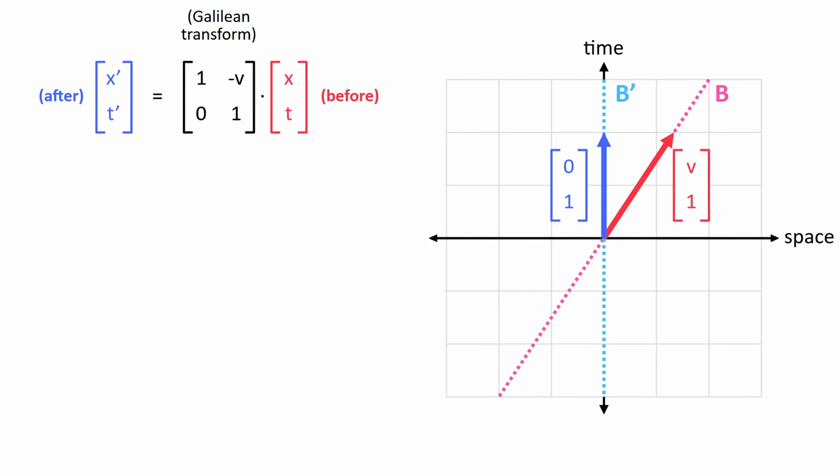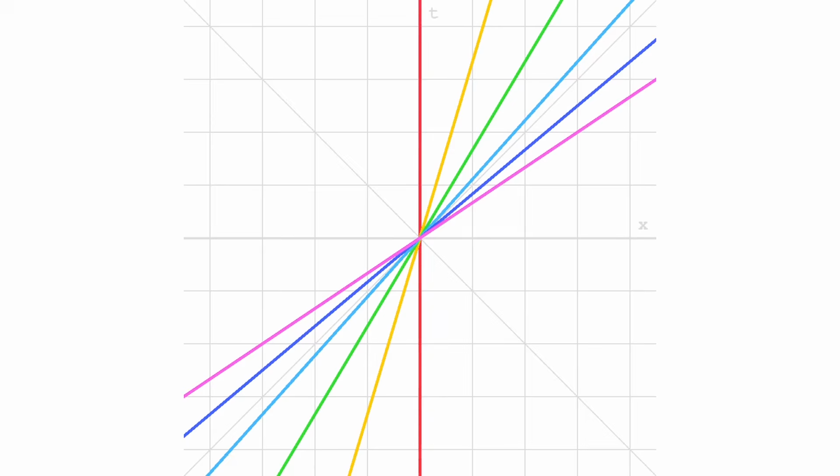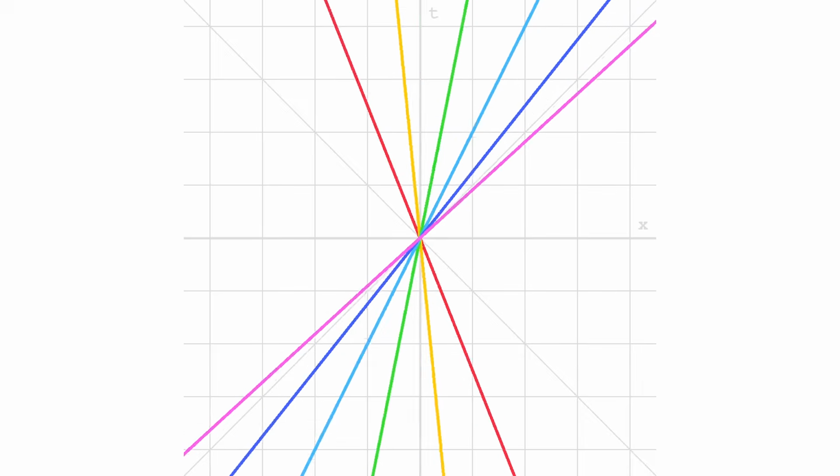With that, we finally have the full Galilean transform in matrix form, and if separate equations are more your thing, it's x prime equals x minus vt and t prime equals t. No matter what the velocity of observer B is, this matrix will shift the slices in such a way that brings them to the vertical axis, which represents their reference frame.